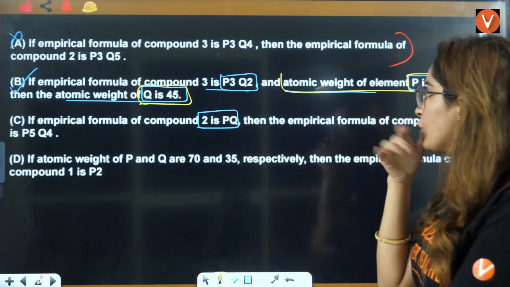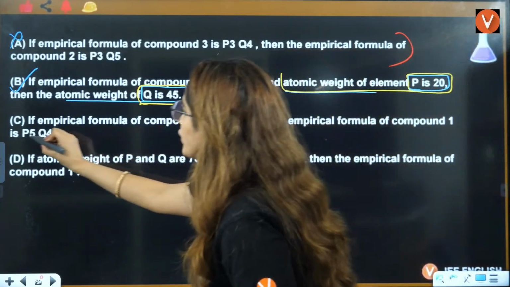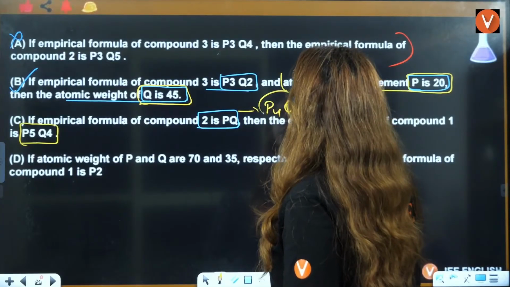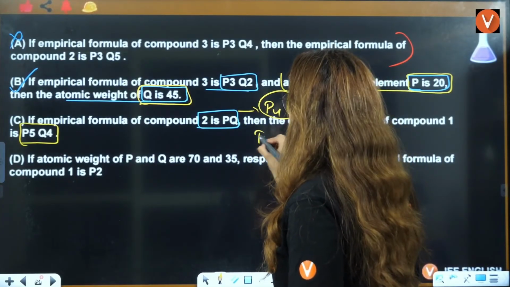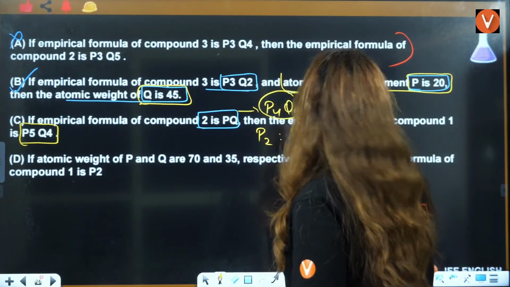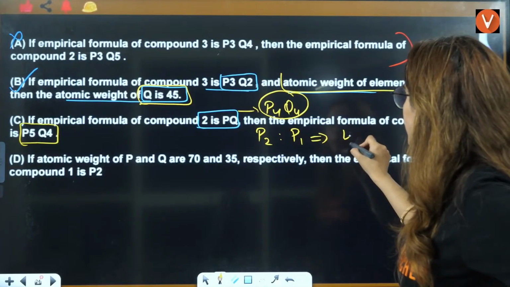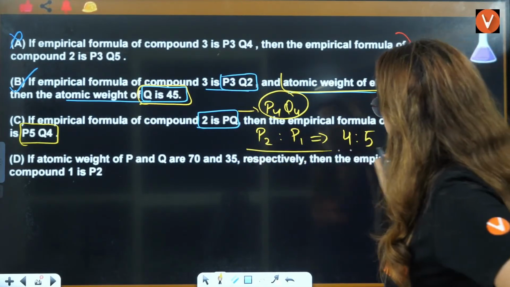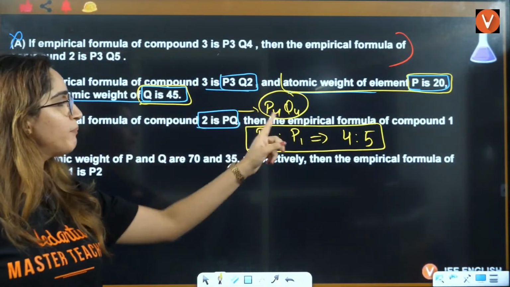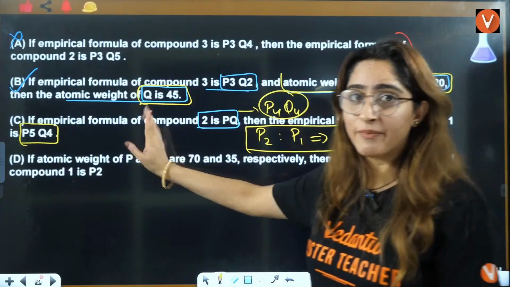But here you will verify from the data. If compound 2 is PQ and I want to make Q constant, this will become P4Q4. That means from this data, the ratio of P in compound 2 to P in compound 1 is going to be, in compound 2, P is 4, in compound 1, P is 5. So the ratio of P in compound 2 and P in compound 1 has to be 4:5 from the data also. Only then the statement will be correct, right?